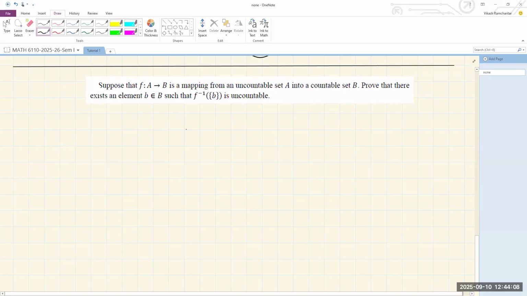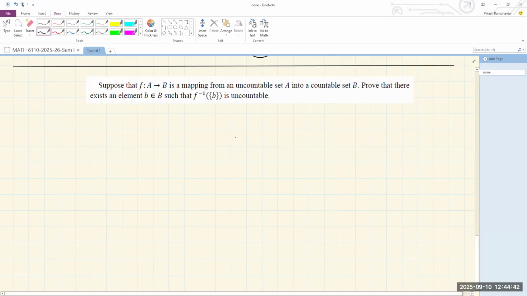So in this next question, suppose that f is some function from A to B, and A is uncountable and B is countable. I need to prove that there exists an element b such that its pre-image, so again, this f to the -1 is not f inverse, it's the pre-image, the pre-image of the set {b} is uncountable.